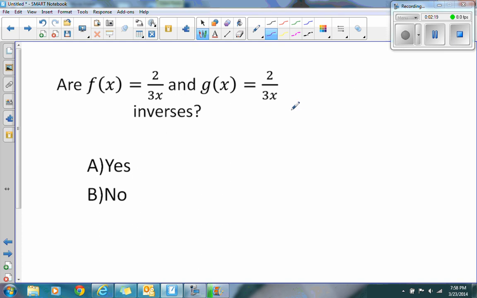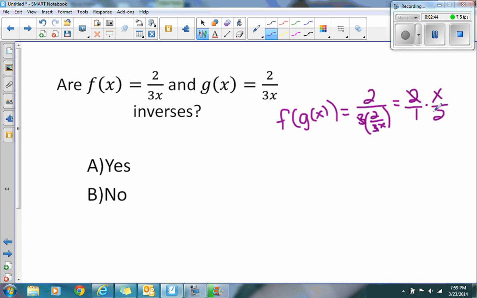When we're checking to decide whether or not two functions are inverses, there are two approaches we could take. One is to find the composition, as was mentioned on the last slide. And so if I plug G into F, I create a little complex fraction here. And when I simplify and clean things up, 2 over 1 times the reciprocal, which is x over 2, does in fact leave us with plain old regular x here. So I would say yes, these two functions are inverses of each other. So those two functions are inverses.